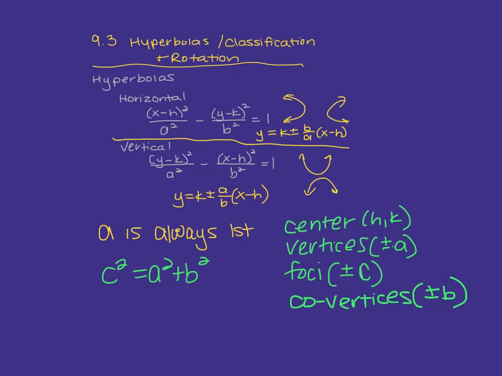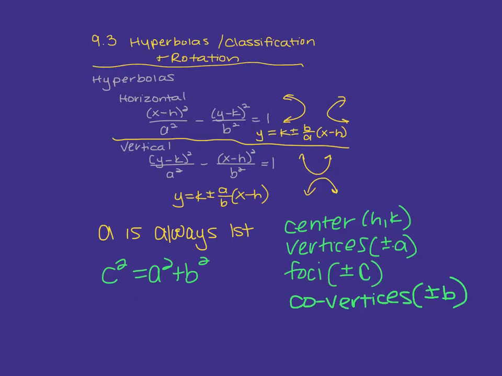Again, for vertices, foci, and co-vertices, it just depends on if it's horizontal or vertical. You're always adding a for vertices. The difference is, are you adding it onto the x or to the y? If it's horizontal, then I'm going right and left the a, which means I'm changing the x. If it's vertical, I'm going up and down the a, which means I'm changing the y. Does that make sense?